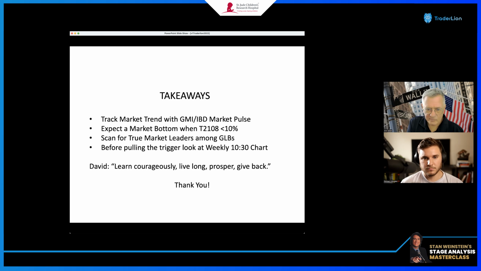Finally, before pulling the trigger, look at the weekly 10/30 chart. I can't imagine how anyone would trade anything without looking at those two moving averages, because that's actually the three with the close. That will tell you whether you're on the right side of the trend, okay?